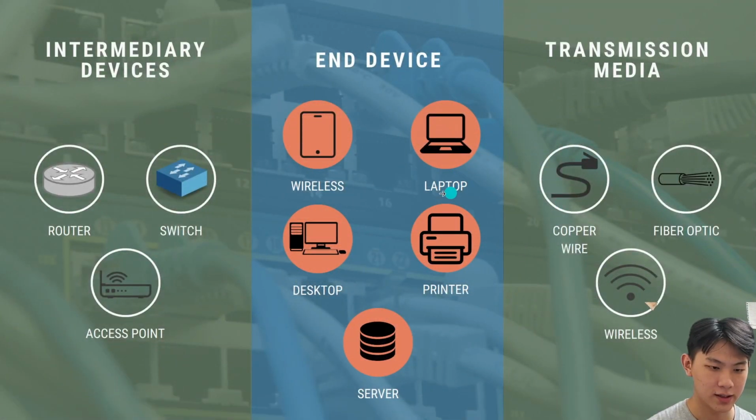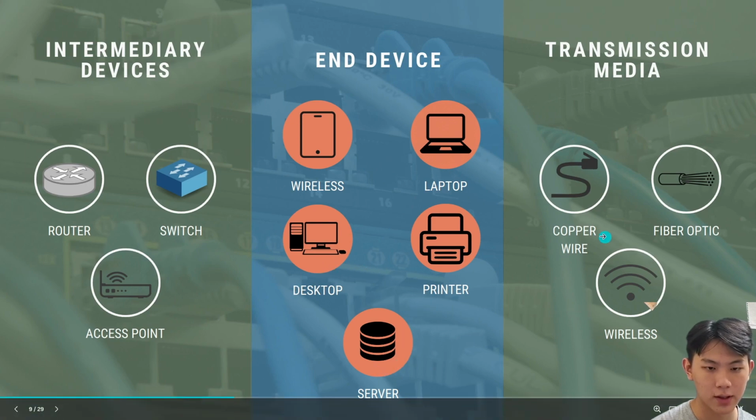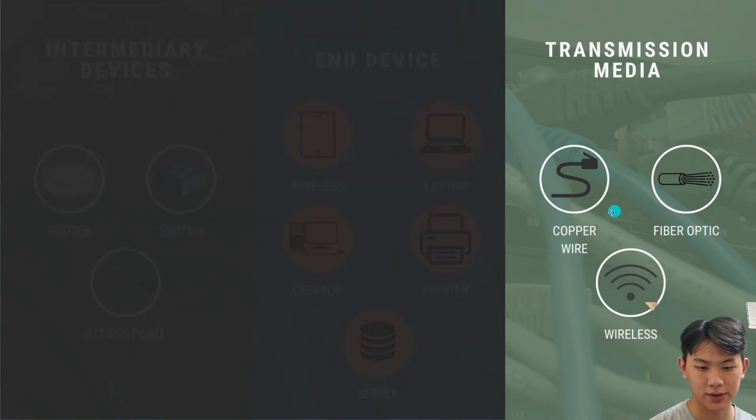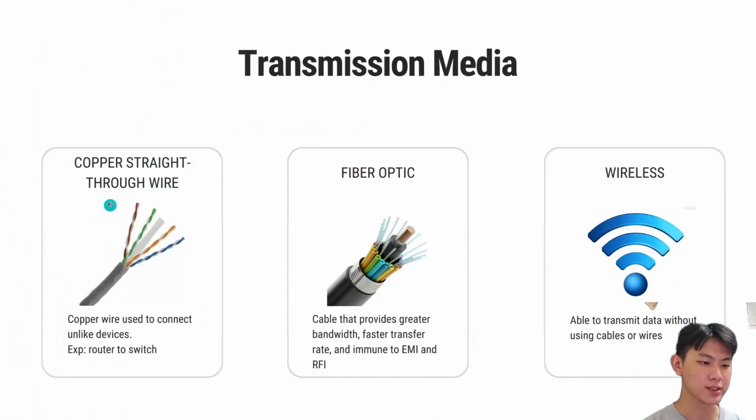The end devices used in this network topology are the basic end devices used in the office, such as wireless devices like tablets, and then laptops, desktops, printers, and servers. Now I will talk about the transmission media, where we use copper wire, fiber optic, and wireless connection. The copper wire we use is copper straight-through wire, which we use to connect router to switch, while fiber optic is used to connect router to router because it can cover a longer distance. And the wireless connection is used to connect access points to wireless devices.